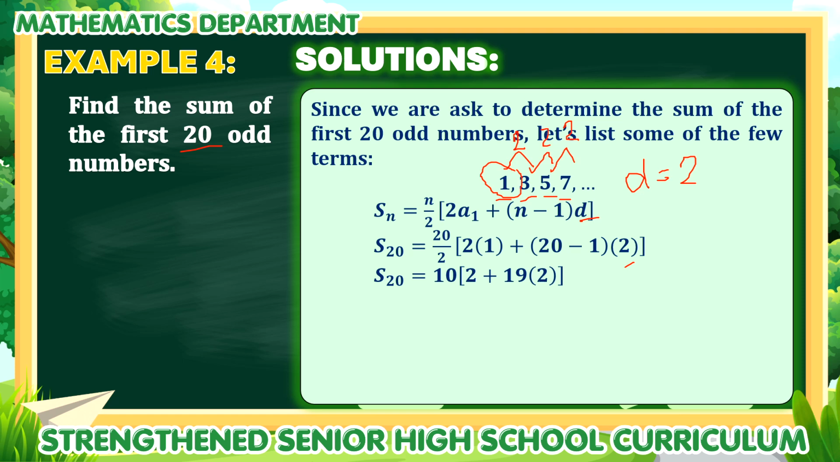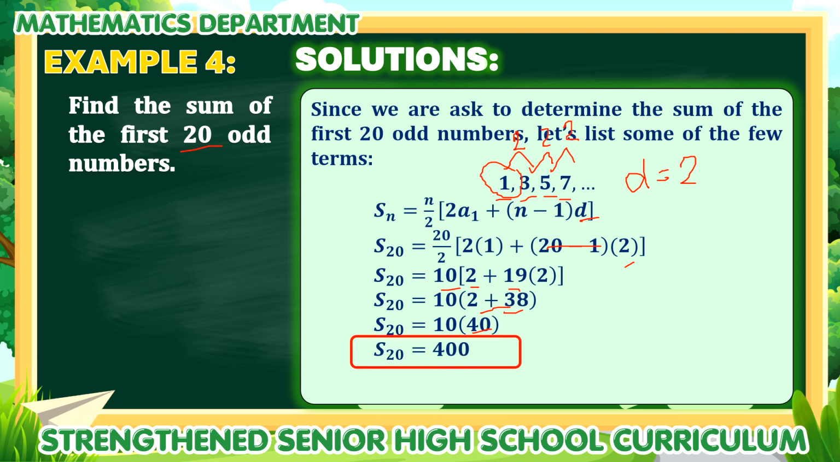So 20 divided by 2 is equal to 10. 2 times 1 is equal to 2. 20 minus 1 is equal to 19, and then multiply it by 2. Simplifying further, 19 times 2 gives us 38. And then we combine our expressions inside the parentheses. So 2 plus 38 gives us 40. Lastly, we multiply 10 and 40, so we have 400. Therefore, our S sub 20 is equal to 400.